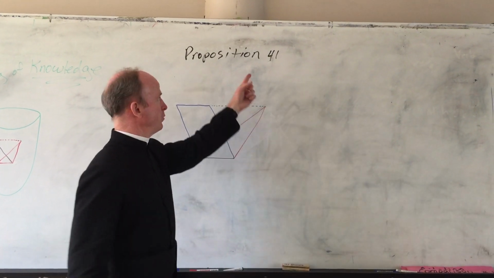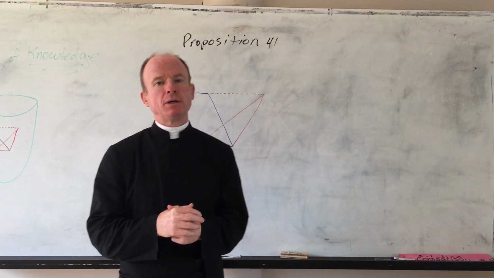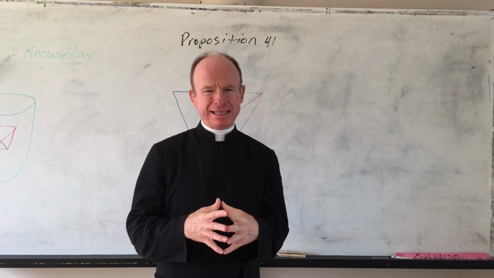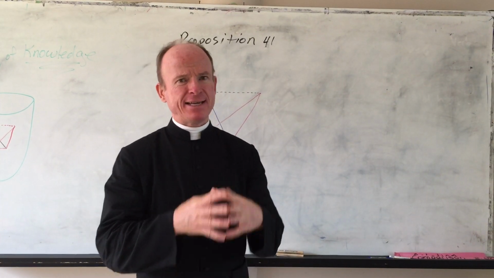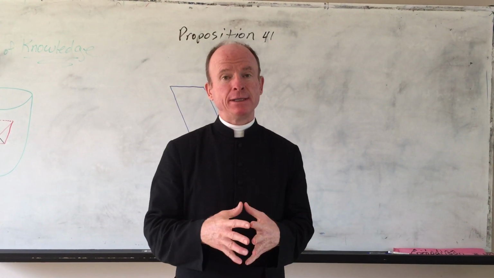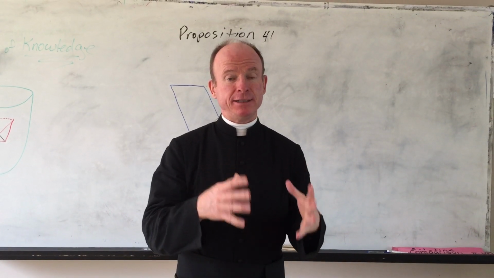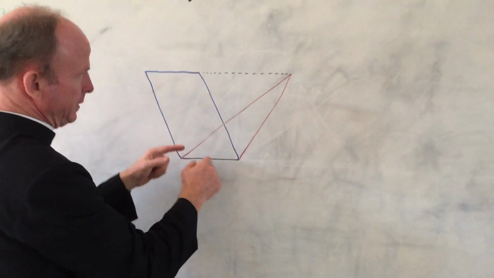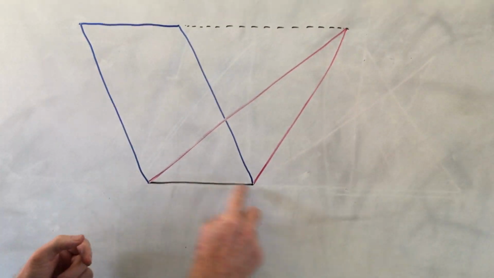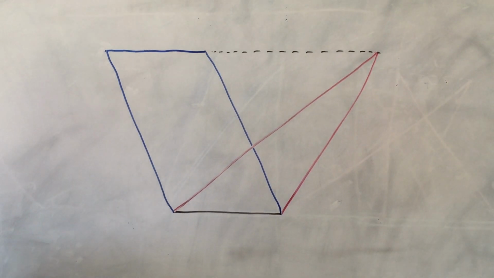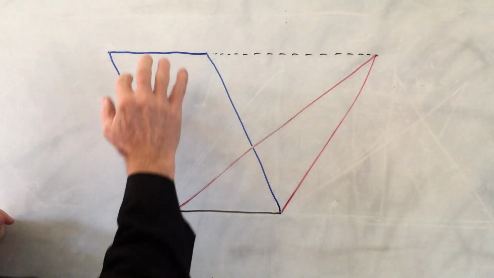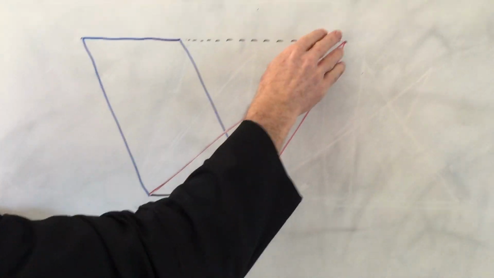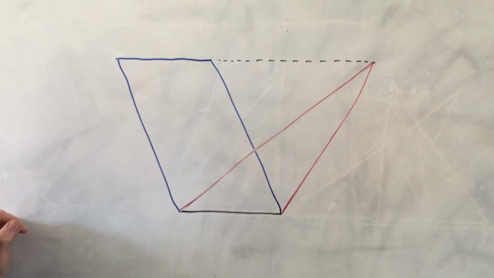Students, today we have Proposition 41, Book 1. A parallelogram on the same base and in the same parallels with any triangle is necessarily double that triangle. Given a parallelogram and a triangle on the same base and in the same parallels, it is required to show that this parallelogram is double this triangle.